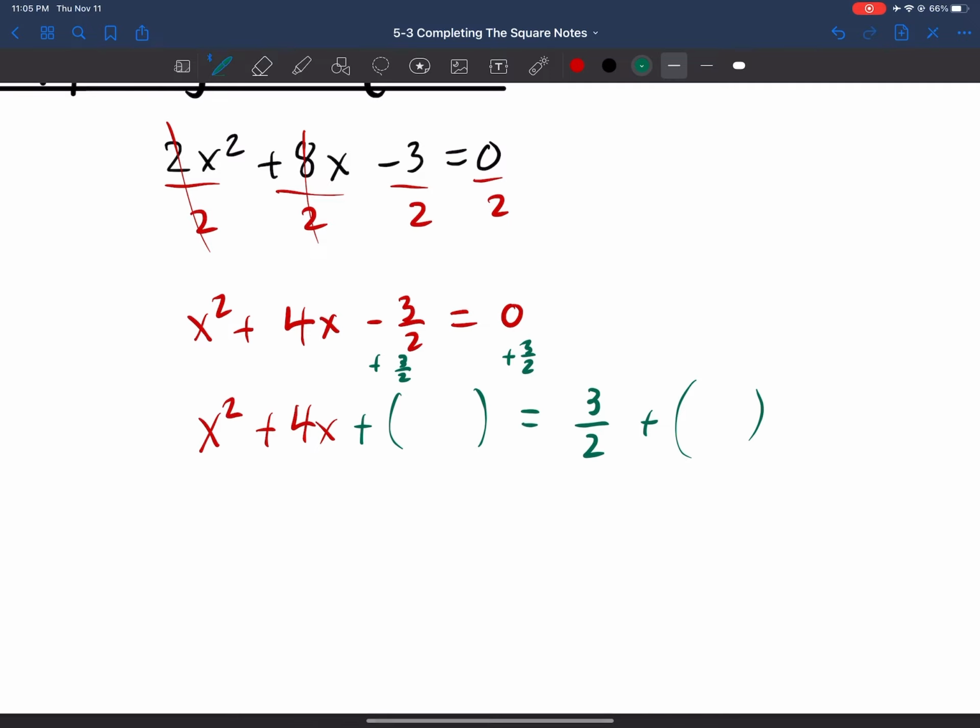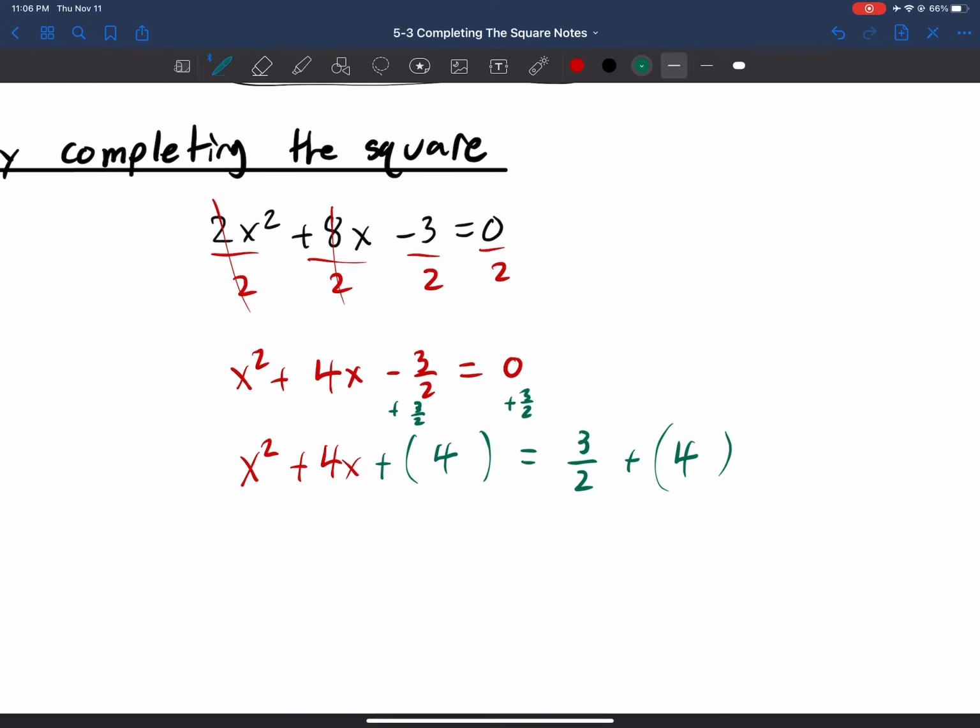So, we take the middle term, halve it and square it. That's 4 divided by 2 squared, or 2 squared. Add 4 to both sides. And we have a perfect square trinomial, x plus 2, the whole thing squared, equals 3 halves plus 4. Well, 4 written as a half is 8 halves. And 3 plus 8 halves is 11 halves.